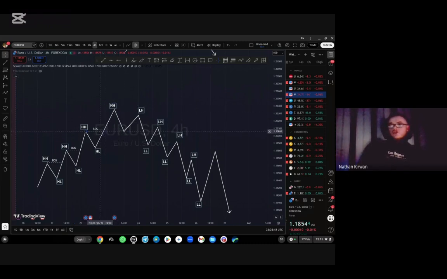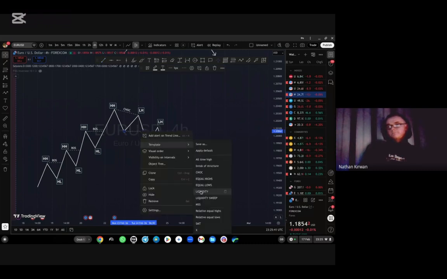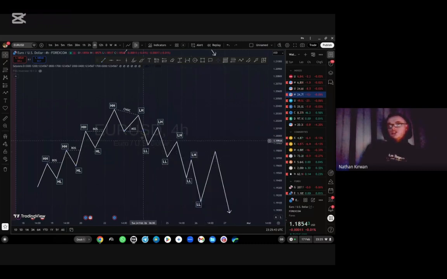We don't get another break of structure because after this high, we don't create another high. We create a lower high. What does that tell us? That price is changing character. That's your first sign of weakness in the trend. And then if we get a change of character and a market structure shift, that tells us the trend is switching from bullish to bearish, and then our break of structures now become here.